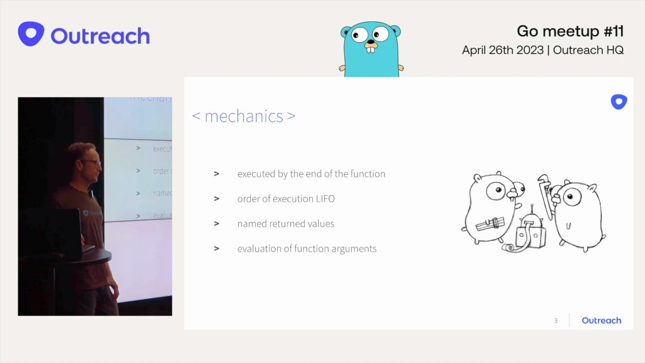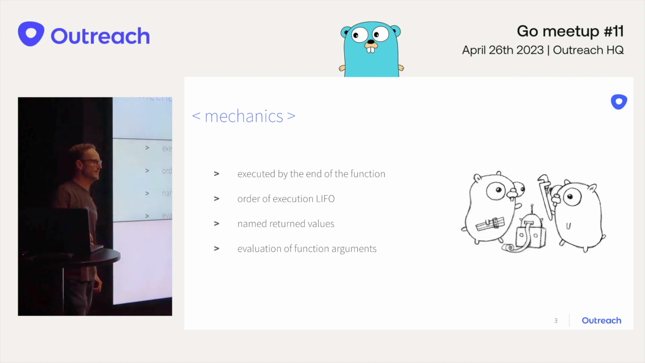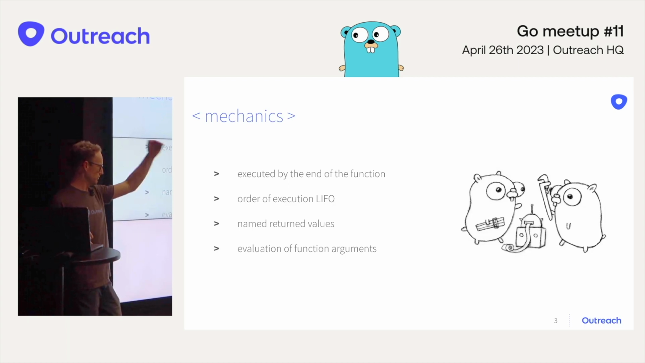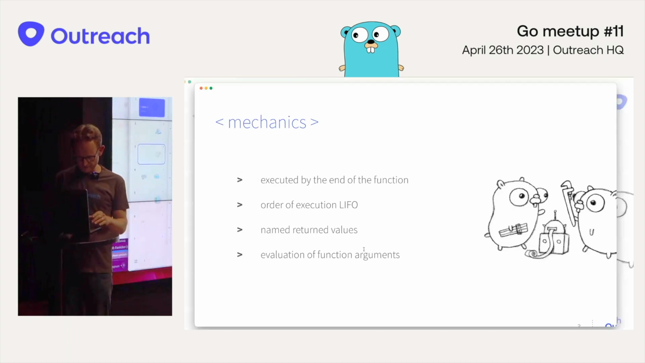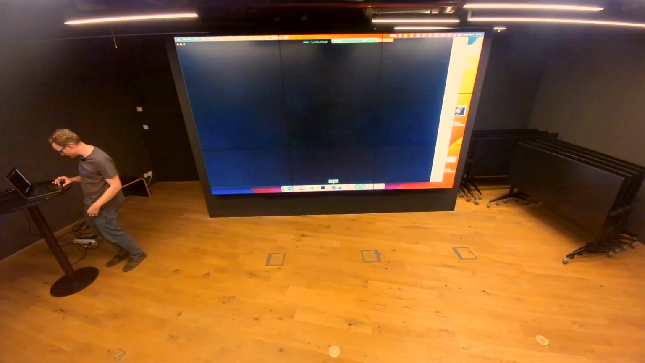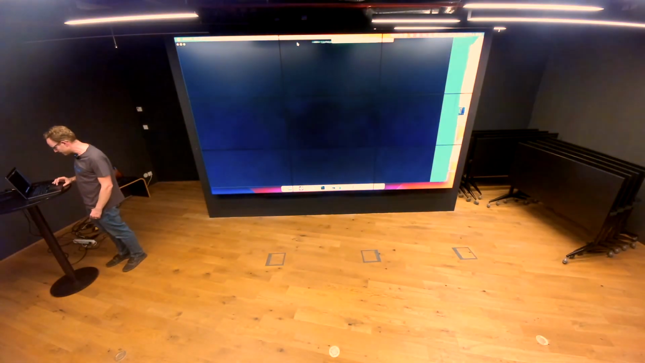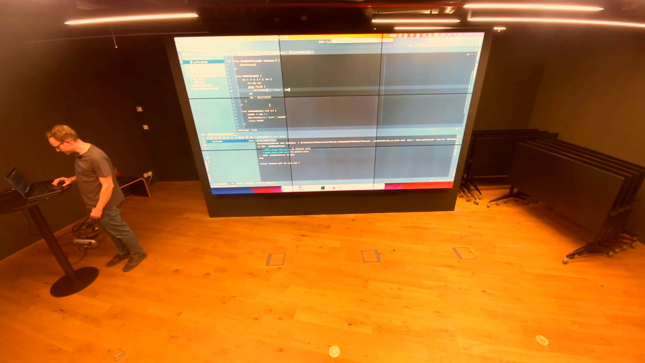You can have multiple defer statements in one function. They are ordered in a LIFO stack. So basically, the last in goes first. So if you have multiple ones, the last one goes first, and so on. And for this, I have just a small snippet to show you how it works.